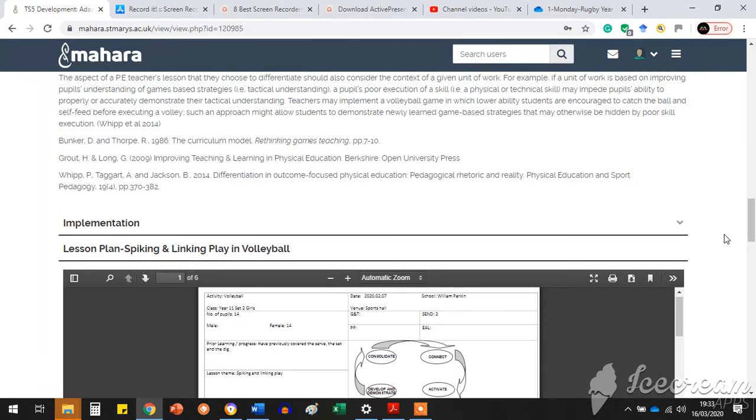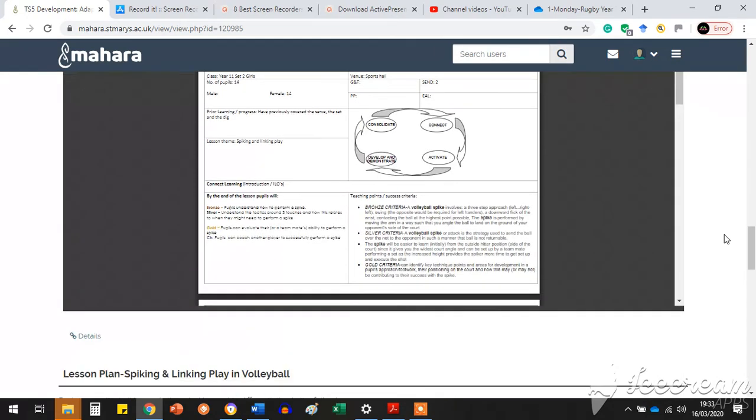So one thing that I found particularly useful was that teachers may implement a volleyball game in which lower ability students can catch the ball and self-feed, as that's still going to allow pupils to demonstrate games-based strategies which otherwise would be hidden by poor skill execution.